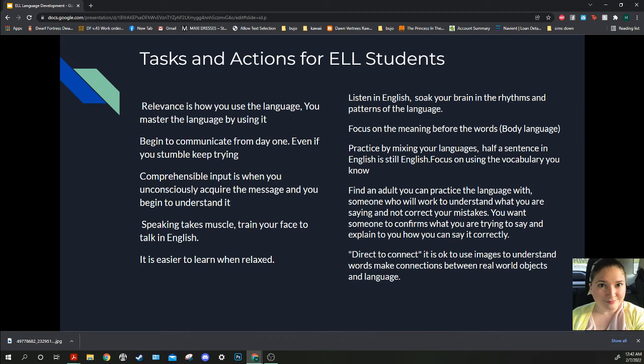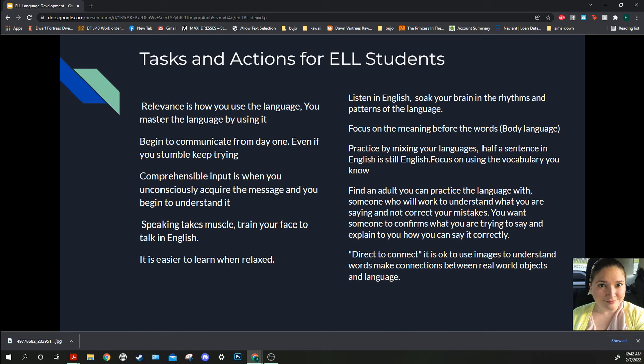How can this be done? Relevance is how you use the language. You master the language by using it. That can be just having a conversation with someone about a specific item or a specific topic, and you understanding that will help you build relevance. Begin to communicate from day one.